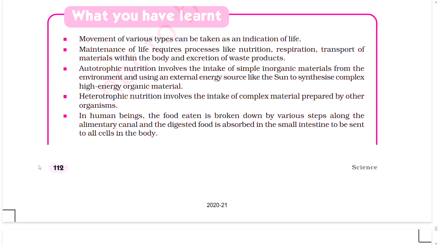Autotrophic nutrition involves the intake of simple inorganic materials from the environment and using an external energy source like the sun to synthesize complex, high-energy organic material. Heterotrophic nutrition involves the intake of complex material prepared by other organisms. In human beings, the food eaten is broken down by various steps along the alimentary canal and digested food is absorbed in the small intestine to be sent to all cells in the body.